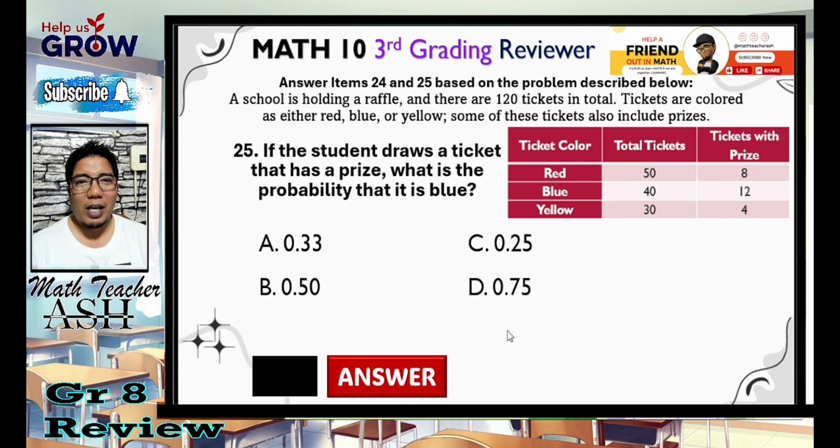Same scenario. If the student draws a ticket that has a prize, what is the probability that it is blue? Is it A, 0.33, B, 0.50, C, 0.25, or D, 0.75? I'll give you 5 seconds to think about your answer.